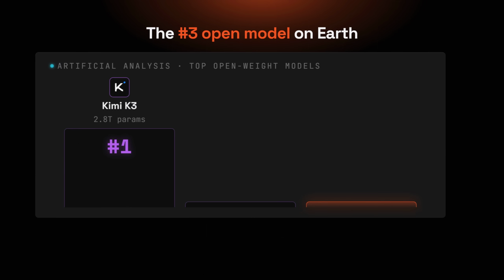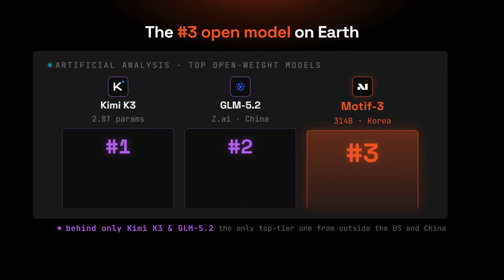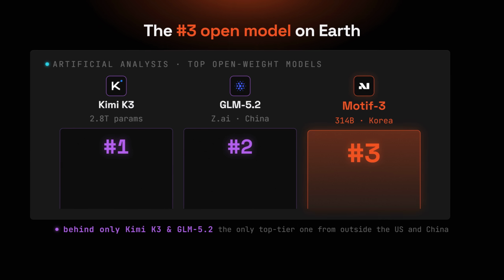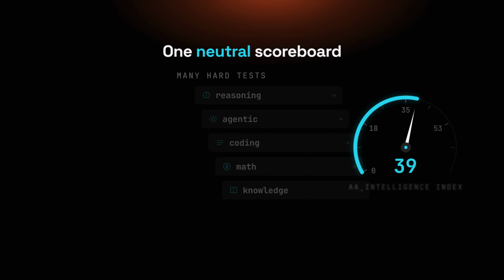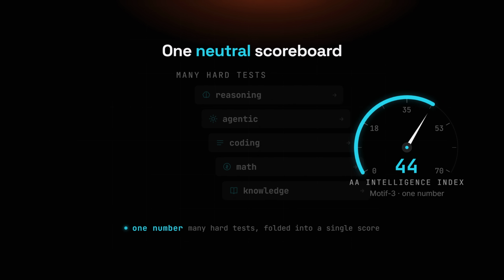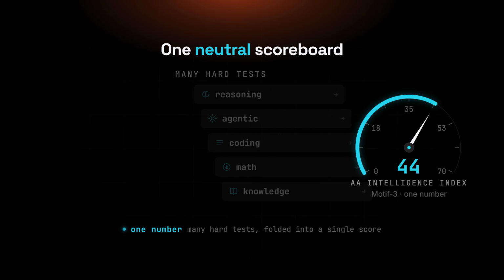And here is where it sits. On Artificial Analysis, the industry's main intelligence ranking, Motif 3 is the 3rd best open weight model in the entire world. Only Kimi K3 and GLM 5.2 are ahead of it. If Artificial Analysis is new to you, it is the closest thing this field has to a neutral scoreboard, one index that folds a batch of hard reasoning and agentic tests into a single number. 3rd place on it, as a model you can host yourself, is a very big deal.